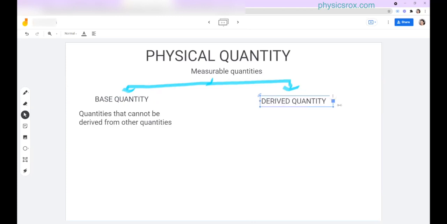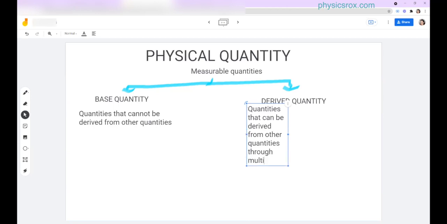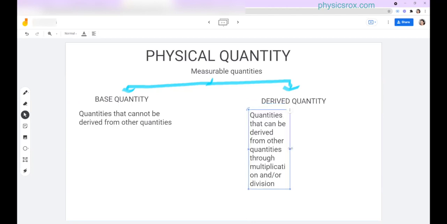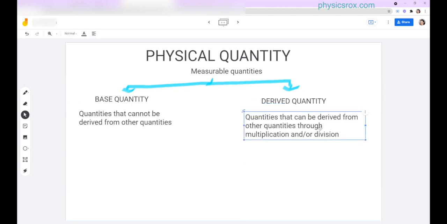Derived quantity. A derived quantity means quantity that can be derived from other quantities through multiplication and or division. Okay, what does that mean?